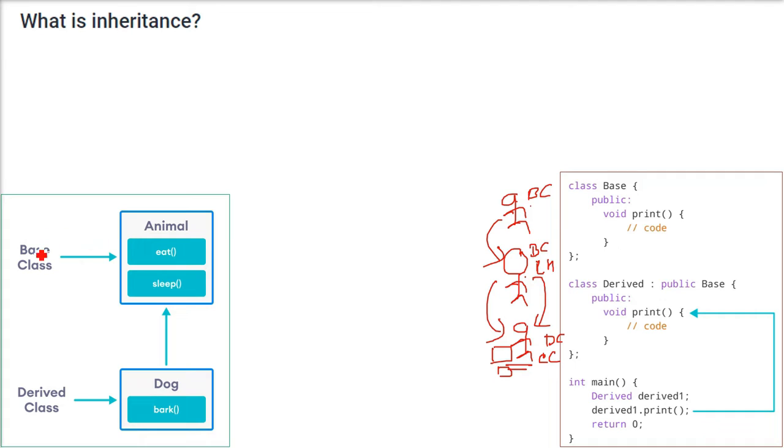Let me show it here. This is the animal base class. Animal can eat, animal can sleep. Every animal does that. Then you have a dog.